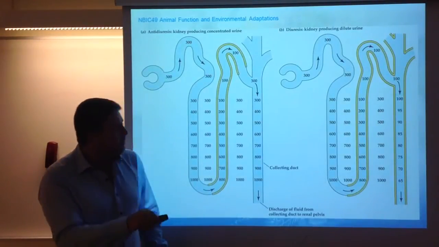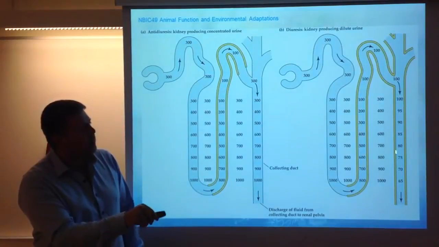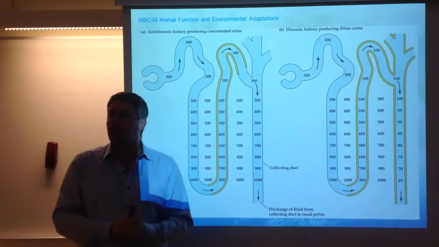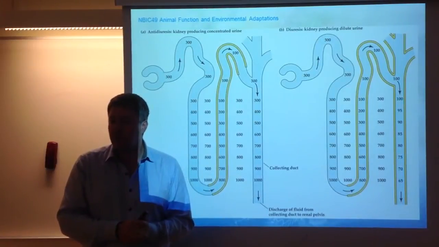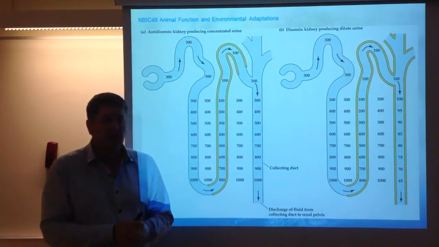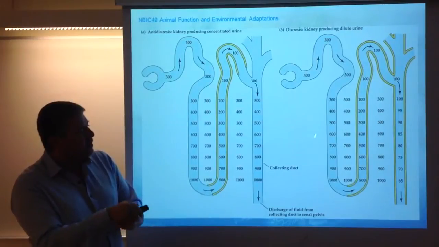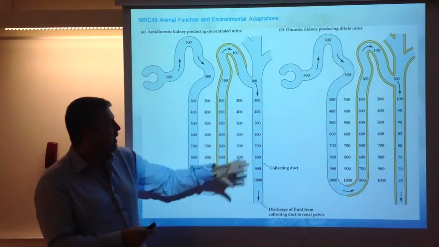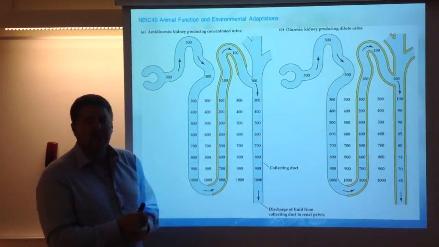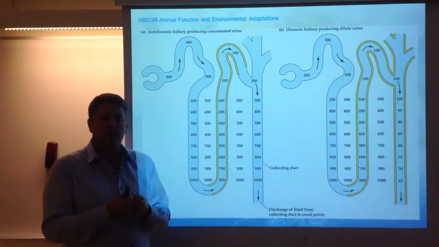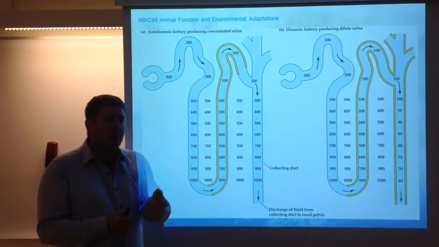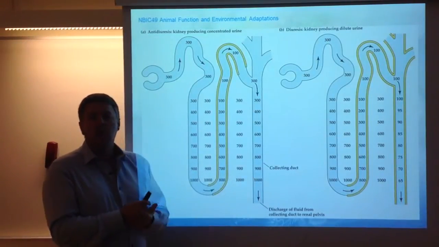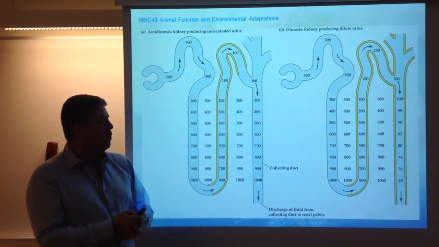What is it that makes the difference between an impermeable collecting duct or a permeable collecting duct? It is the presence, the stimulation of vasopressin. The hormone vasopressin basically turns this situation into this situation. When vasopressin is present, this collecting duct is highly permeable to water. Water can be removed from the filtrate back into the circulation, and actually you are producing highly concentrated urine.